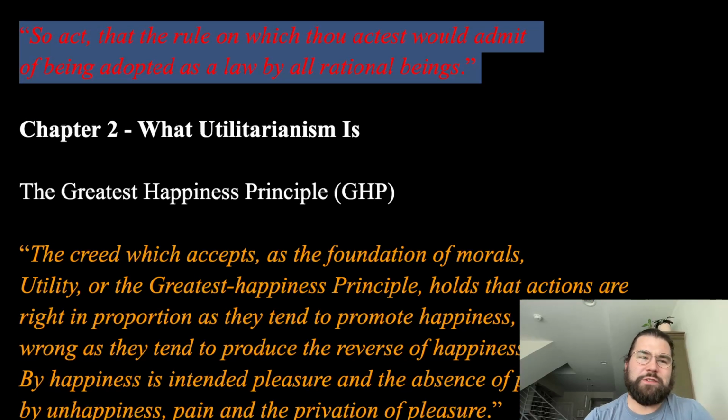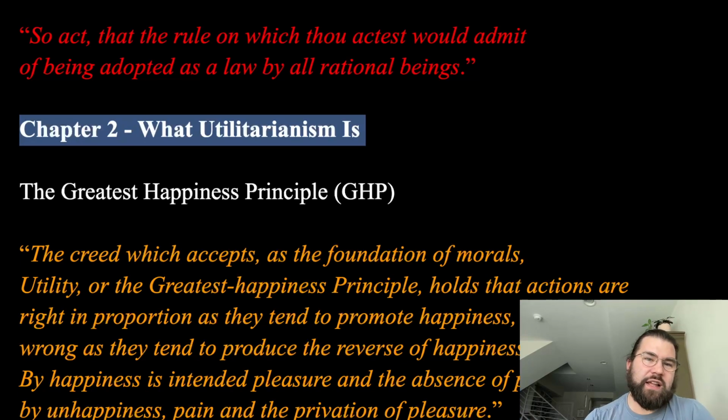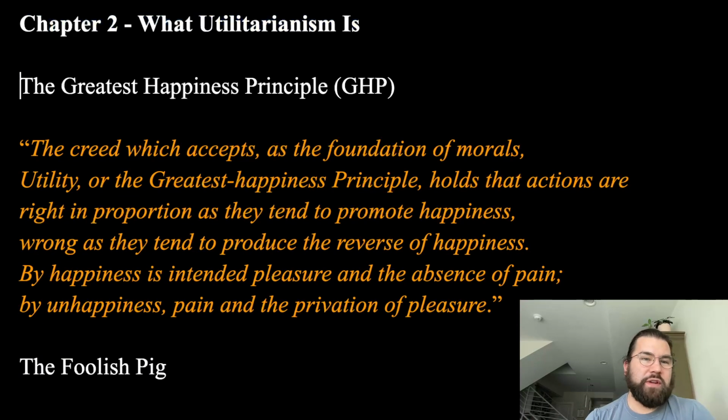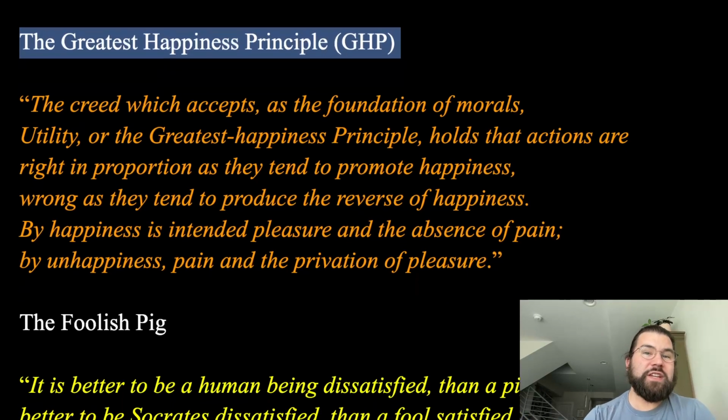But let's move into chapter 2, and this is really where Mill starts to highlight what utilitarianism is, starting with the greatest happiness principle. Again, this is pulling from a lot of what he got from his tutelage under Jeremy Bentham. But let's see how Mill sums up the GHP.